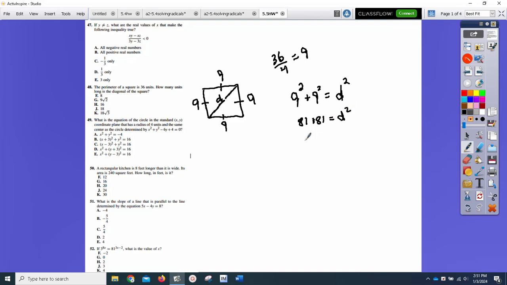Now normally I'd figure out what 81 plus 81 is, but it's just two 81s. Now the opposite of a square is going to be a square root. And the square root of 81 is 9. So 9 root 2 is my diagonal.